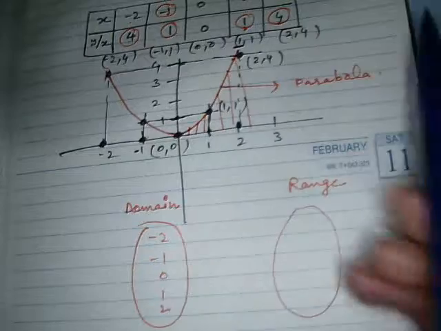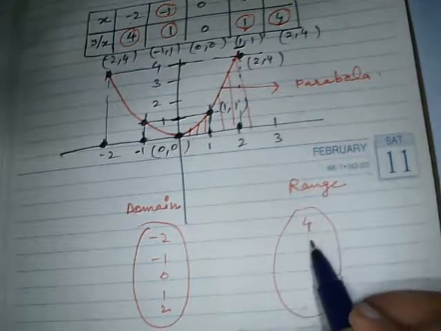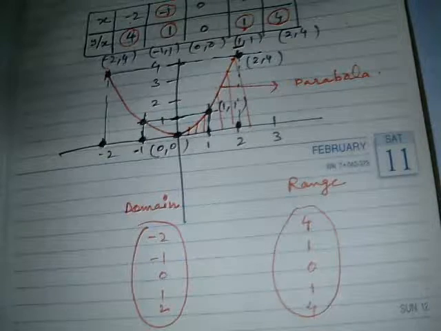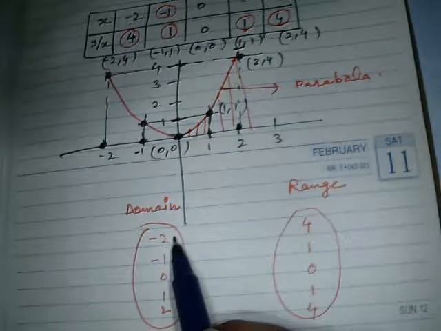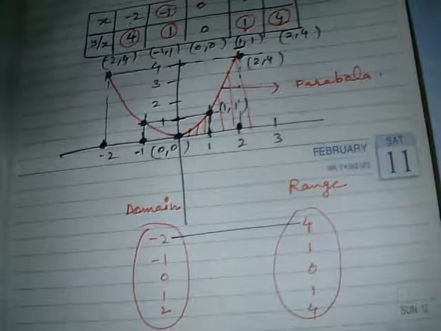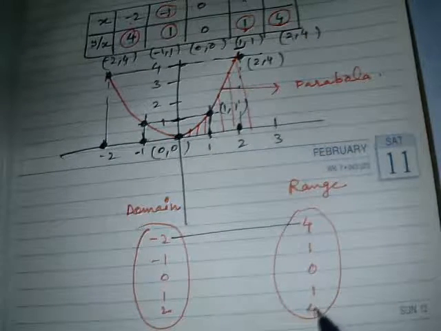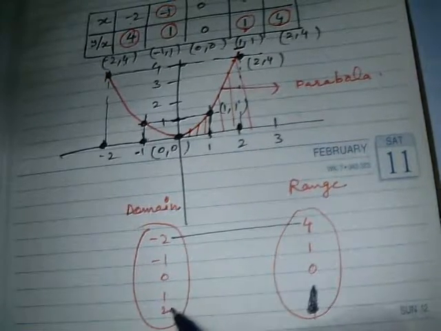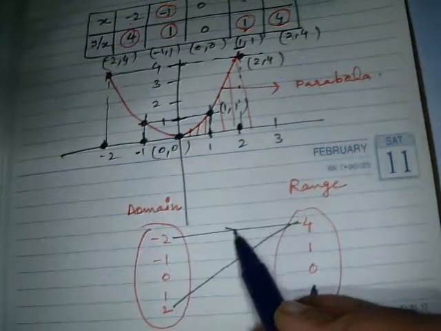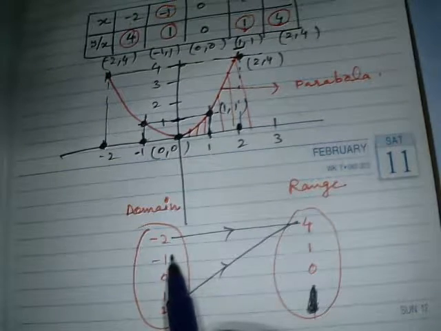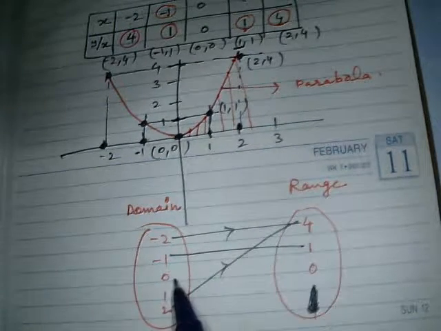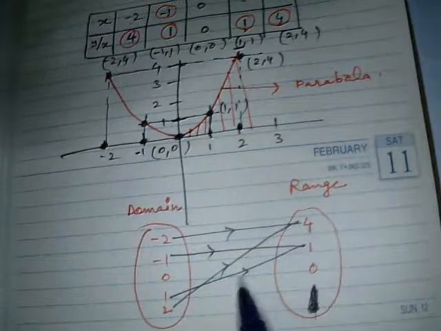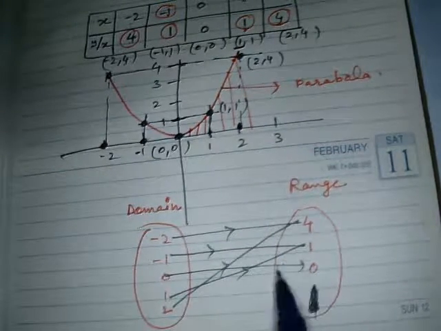Now I need to map. On negative 2 we are getting 4, on 2 also we are getting 4, on negative 1 also we are getting 1, and on positive 1 also we are getting 1, correct, and on 0 we are getting 0. So what you can see is that on two different x we are getting the same value of y.